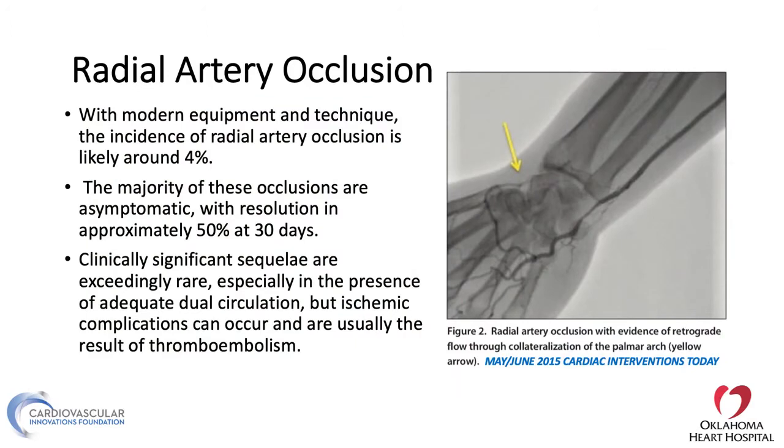Radial artery occlusion can happen in around 4% of the people getting radial artery access. This can be decreased if you use patent hemostasis, appropriate vasodilators, and appropriate anticoagulation. The majority of these occlusions are usually asymptomatic, and rarely do they need any treatment. Most of the time they resolve on their own.